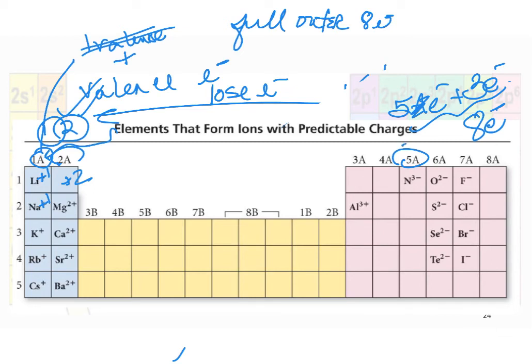So the common charge in the nitrogen group is -3. The common charge in the oxygen group is -2. The halogens, fluoride group, is -1. And the noble gases do not tend to become ions. They already have 8 valence electrons, which is a full outer shell. They're very stable. They're non-reactive.